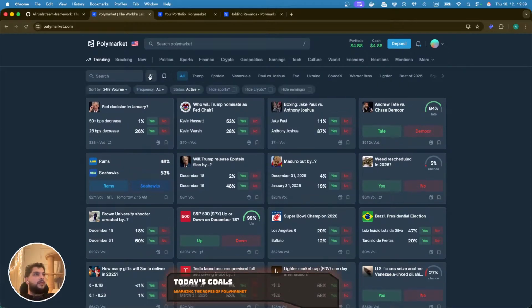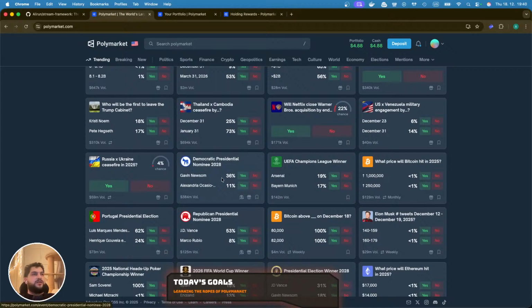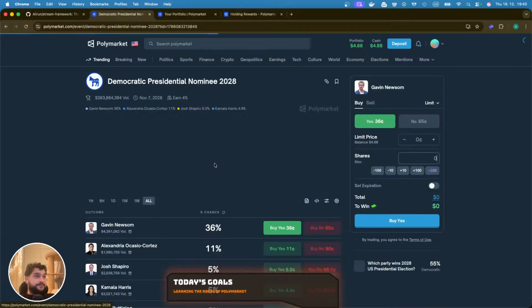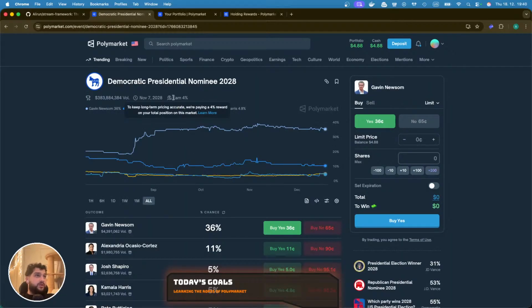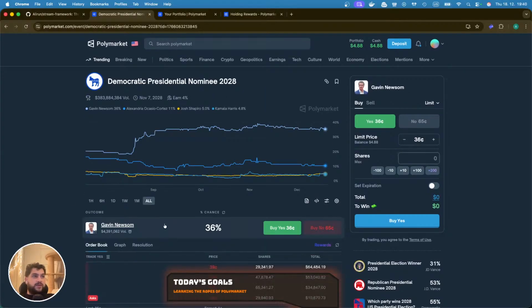Maybe we can filter those. Let's see, maybe we can find it. Yeah, like Democratic presidential nominee in 2028. There is a 4% return. To keep long-term pricing accurate, we are paying a 4% reward on your total position on this market. Position, so it's not an order, but a position you already have taken.